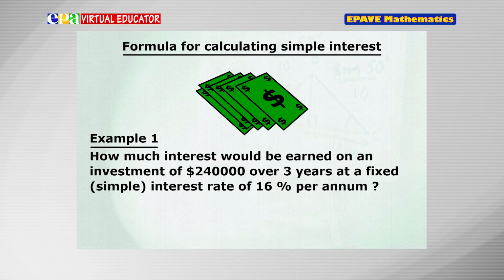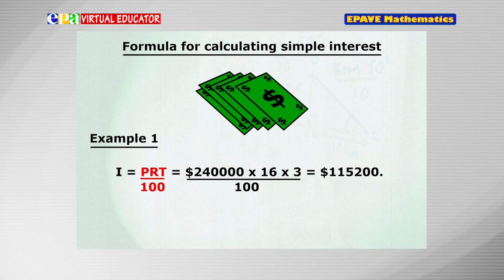Here is an example. How much interest would be earned on an investment of $240,000 over 3 years at a fixed simple interest rate of 16% per annum? I is equal to PRT divided by 100. That is $240,000 multiplied by 16 multiplied by 3, all divided by 100. This is equal to $115,200.